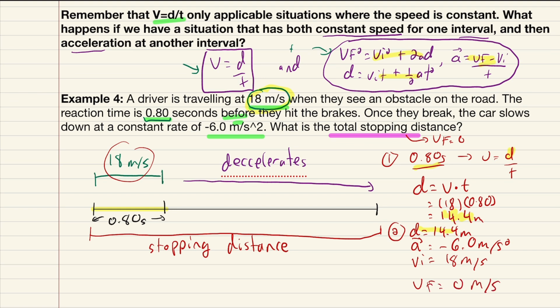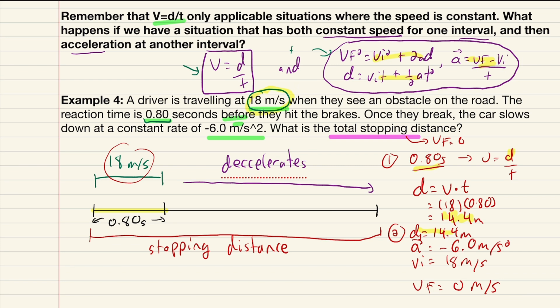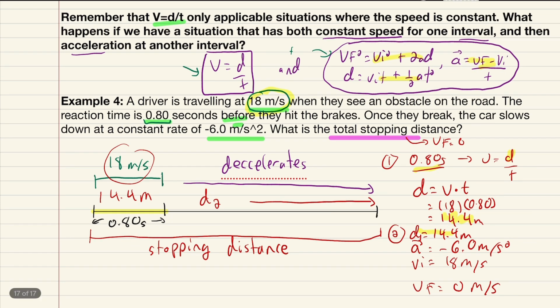Now that distance, 14.4 meters, is the initial distance. That's D1. But what I really want is D2. So I figured out that this part here is 14.4 meters. But I want this section here. So I'm going to erase that part. And if we're really just solving for the second distance where it's decelerating, that is what is unknown. Now, given what I have here, the most appropriate formula to use would be this formula, and I could just isolate for D.